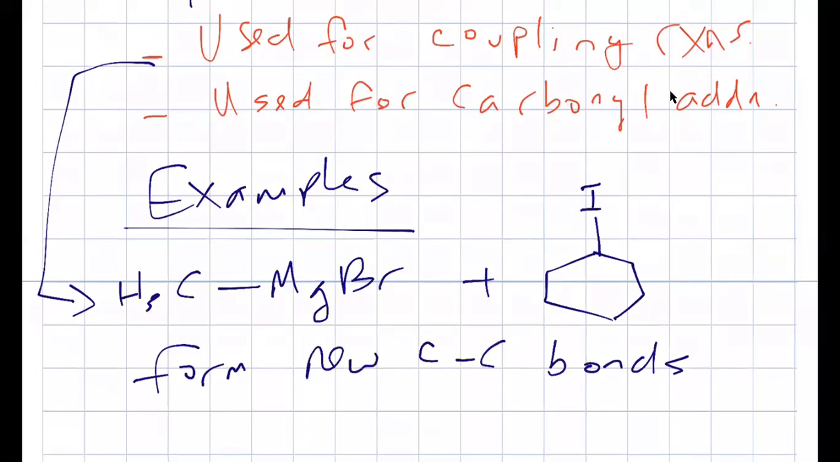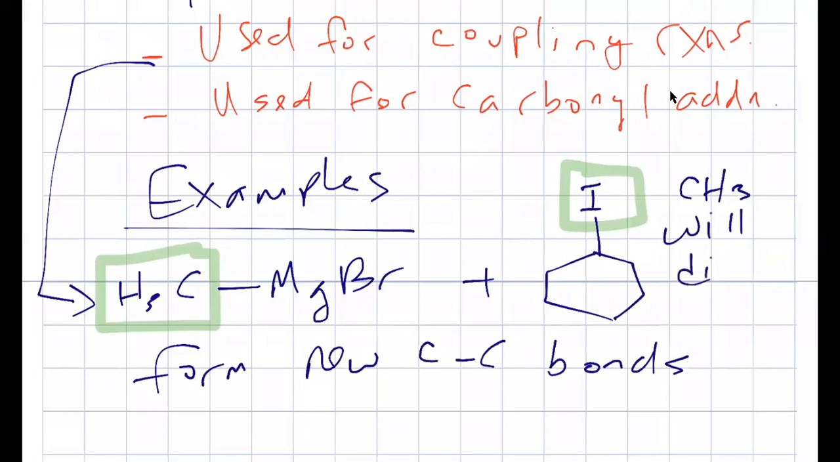So if you look right here, this part of the organometallic is the organic part. That's the part that does your coupling. So that's your nucleophile. And then over here, it's going to actually displace the leaving group. So that's where the coupling comes in.